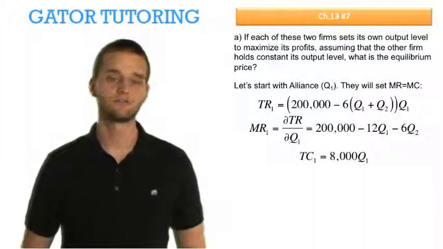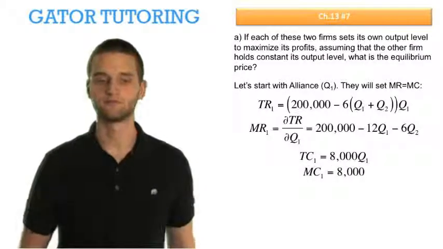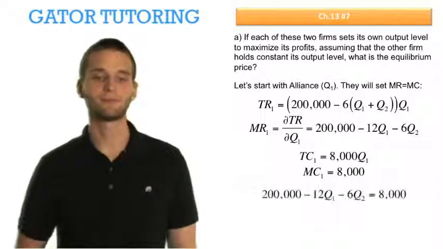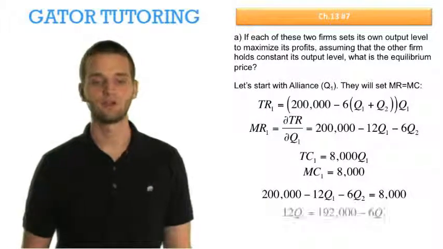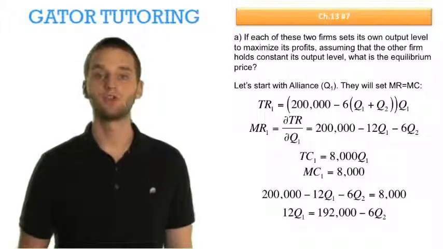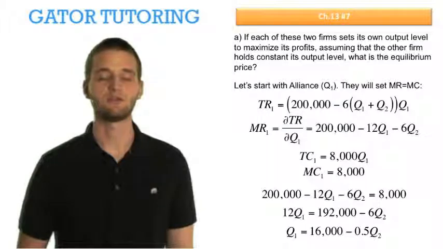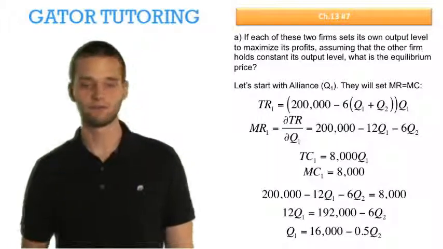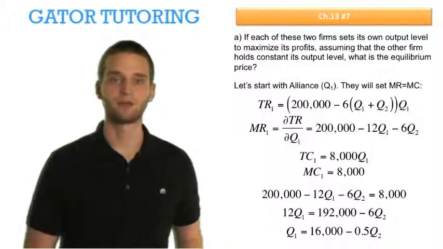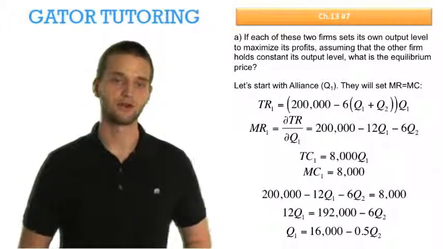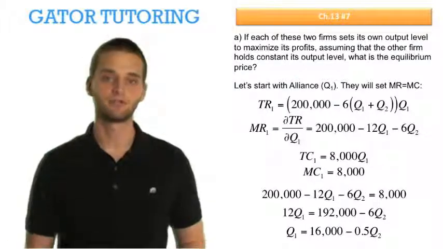Their total cost function is given as 8,000 times Q1, and so the marginal cost is just the derivative of this, which is 8,000. And so they're going to maximize profit by setting marginal revenue equal to marginal cost, and we want to solve this for Q1 since we're talking about Alliance. And we see that Q1 equals 16,000 minus 0.5 Q2. This is what we call a reaction function because they've maximized their profit by setting marginal revenue equal to marginal cost, but the quantity that they want to sell depends on the quantity that the other player chooses.